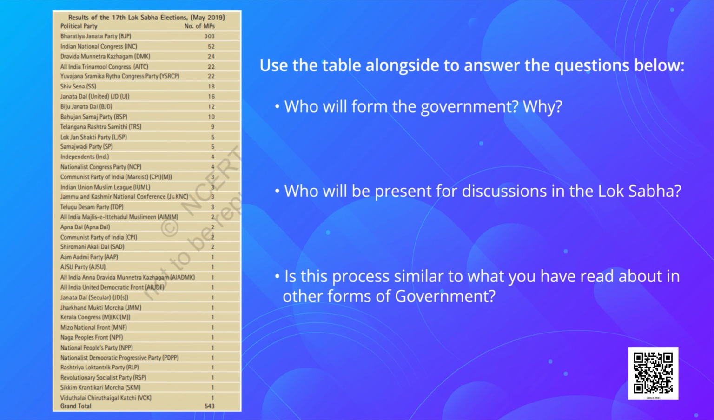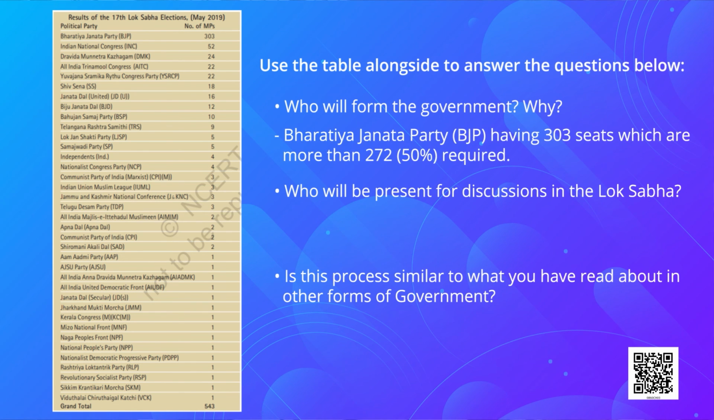Students, use the table alongside to answer the questions below. Number 1. Who will form the government? Why? Answer. Bharatiya Janata Party, BJP, having 303 seats which are more than 272, 50% required.